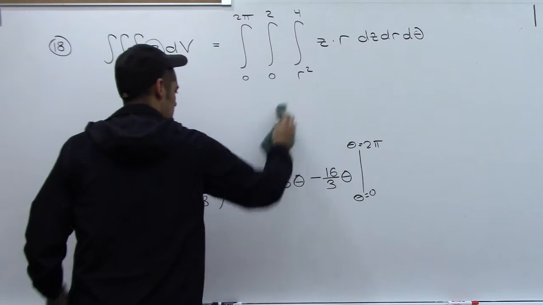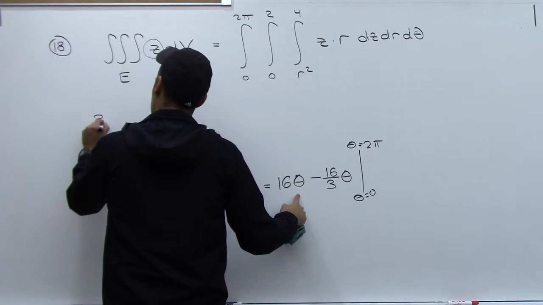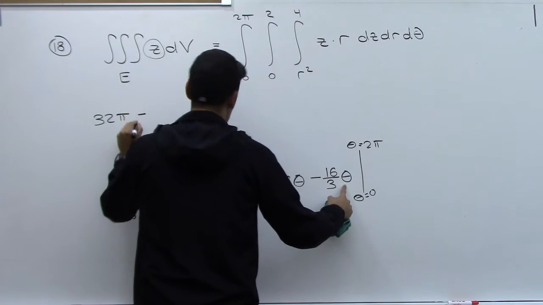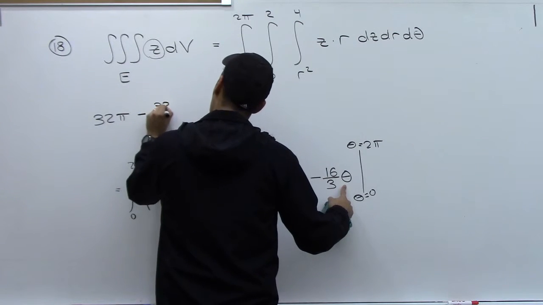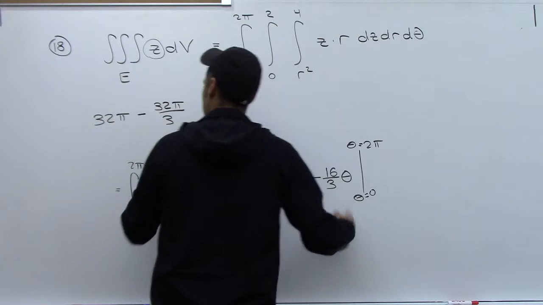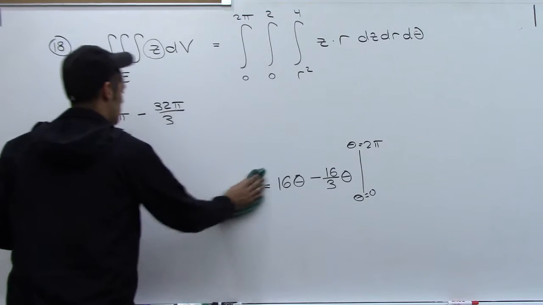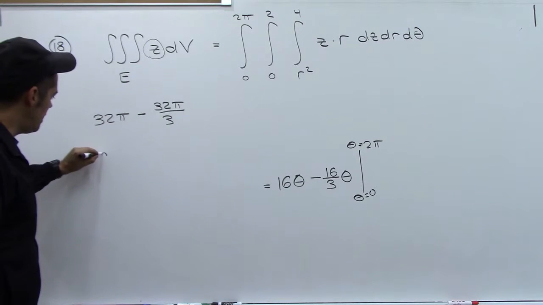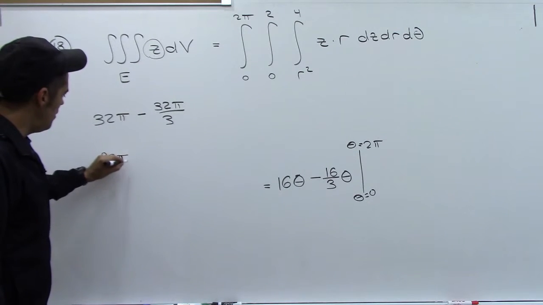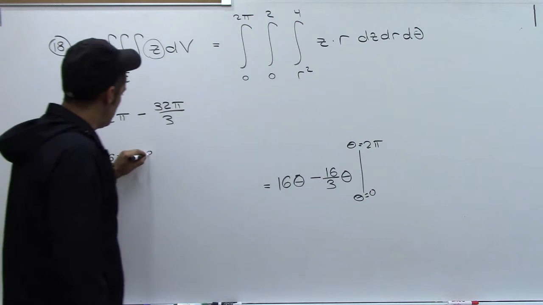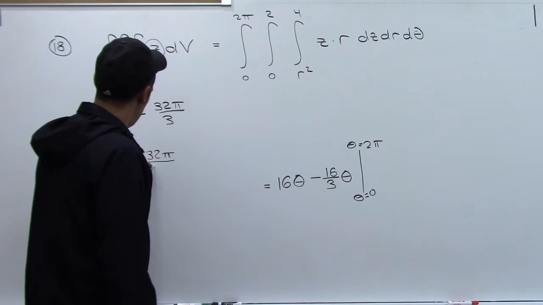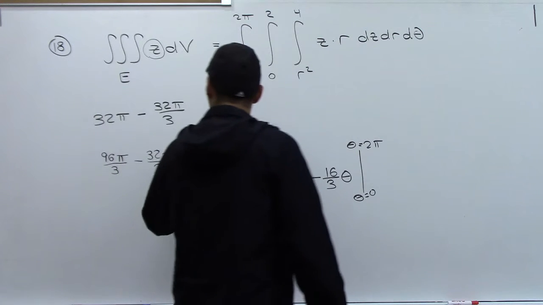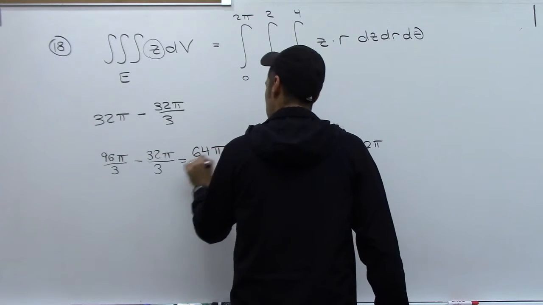So let's see what we get. 2 pi here, we get 32 pi. 2 pi here, we get minus 32 pi over 3. I'll get a common denominator, so I multiply top and bottom here by 3, so I get 96 pi over 3 minus 32 pi over 3, which should give me 64 pi over 3.